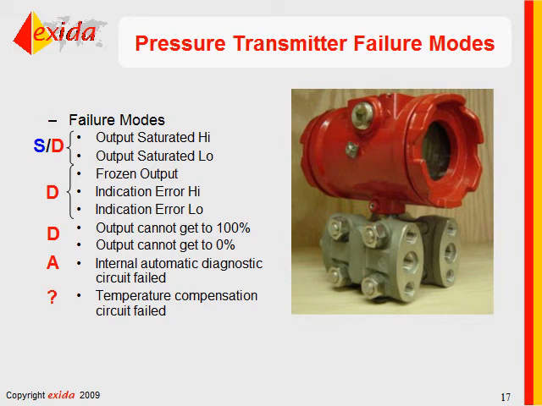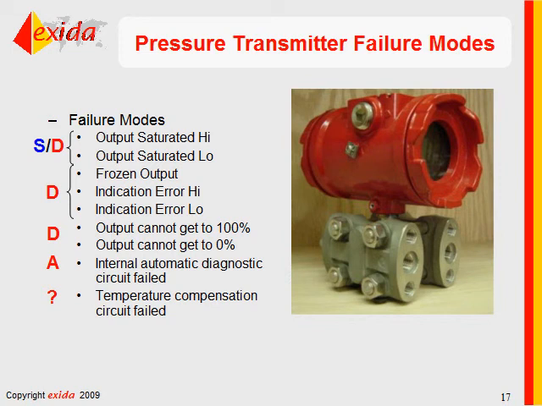I can have a failure that will cause the output to go over range, saturate high. I have a failure that could cause output to go under range, saturate low. And those are either safe or dangerous, detected or undetected, and it all depends on the ability of the PLC to detect overrange, underrange, and the actions that the PLC takes as a result of that. Other failure modes, output cannot get to 100%, output cannot get to 0%. Arguably those are dangerous. You don't have full control over your active scale.